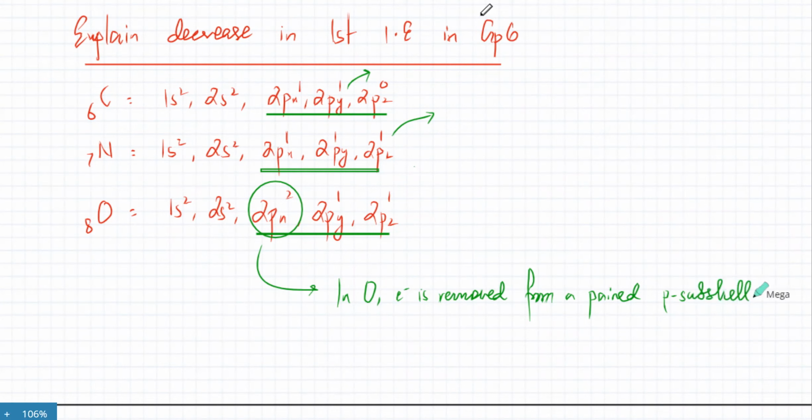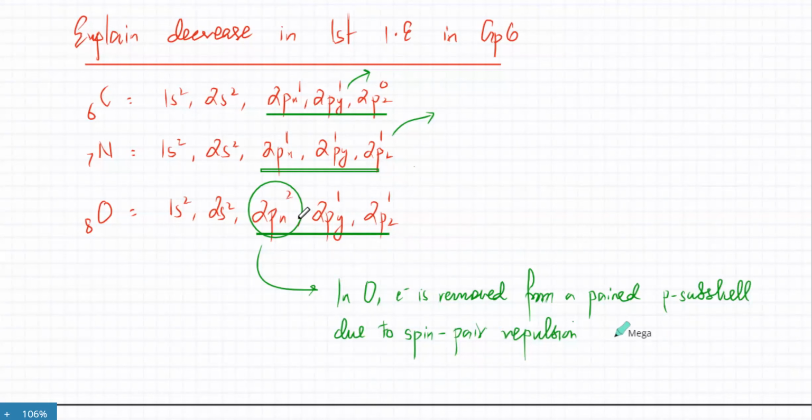Because it's being removed from a paired p subshell, due to repulsion, which is known as spin pair repulsion, you can say that both electrons are repelling each other. Remember I had previously told you that 2 electrons in the same orbital have opposite spins. So I'm going to call it spin pair repulsion, where both electrons are trying to knock each other out. So due to spin pair repulsion, it becomes easier to remove electrons, or the ionization energy decreases.